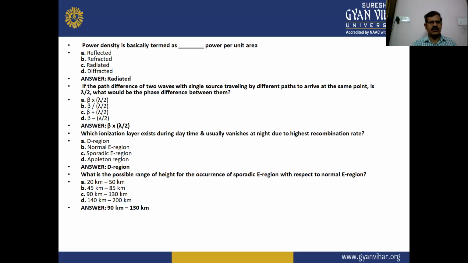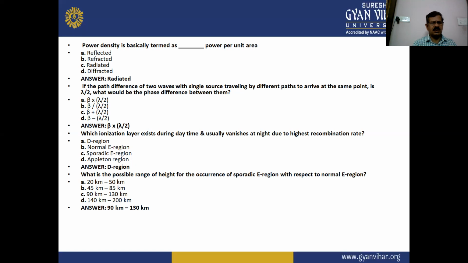In the next question, if the path difference of two waves from a single source, traveling by different paths to arrive at the same point, is lambda by 2, what would be the phase difference between them? Option A, beta into lambda by 2. Option B, beta divided by lambda by 2. Option C, beta plus lambda by 2. Option D, beta minus lambda by 2.